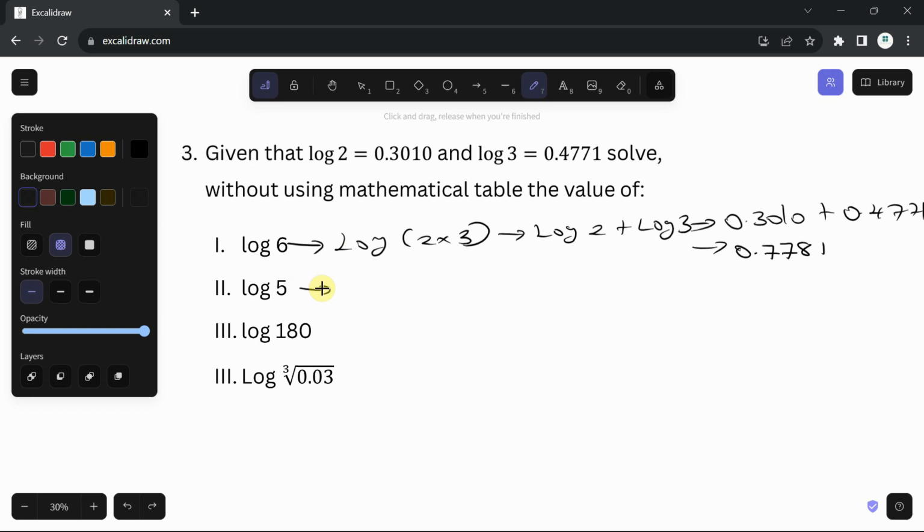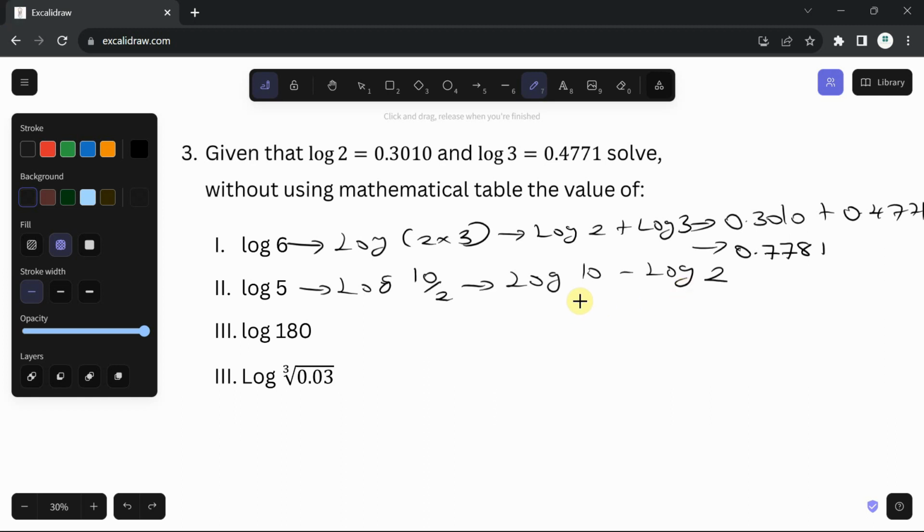So for log 5, we have log 2 and log 3. So what can we do? Very simple. What can we break apart that will give us 5? That's like saying log 10 divided by 2. Right? So log 10 divided by 2. 10 divided by 2 will give us 5. So because the division is joining them, I will subtract. So that will be log 10 minus log 2.